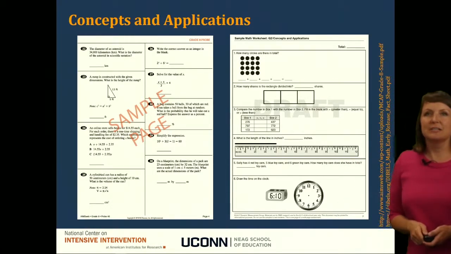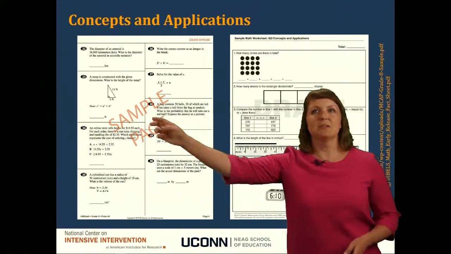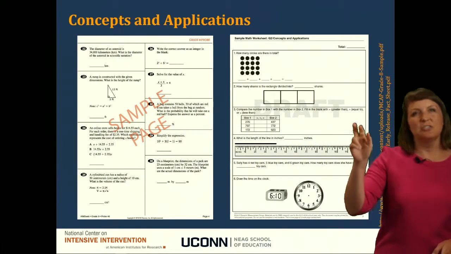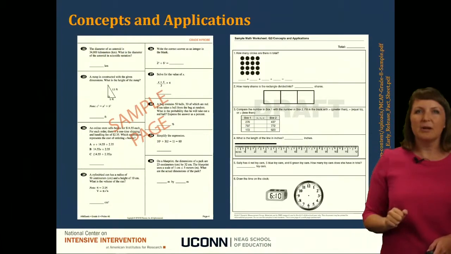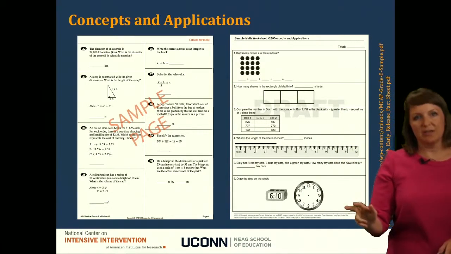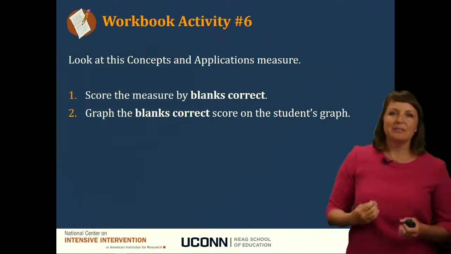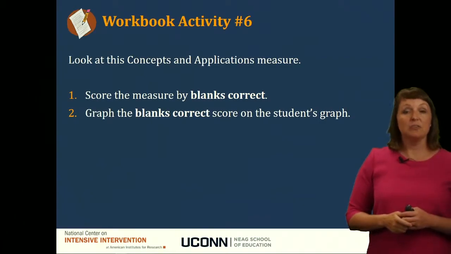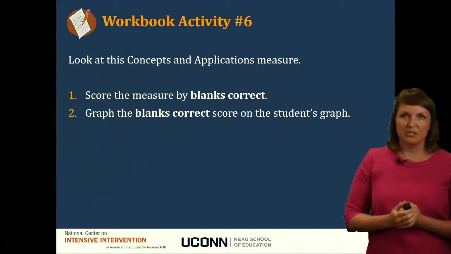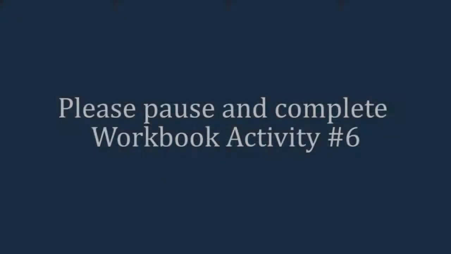Now, here are some other examples of concepts and applications measures. This one comes from 8th grade, so you can see we even have some questions about the Pythagorean theorem. This one comes from grade 2. We actually already looked at this one a little bit earlier, but we can see that students are asked about a variety of second grade mathematics skills. So what I would like you to do now is look at this concepts and applications measure, and I'd like you to score it. So we provide a score sheet, and we've got the student work. I want you to score the measure, and then I want you to graph the student's score on their graph.